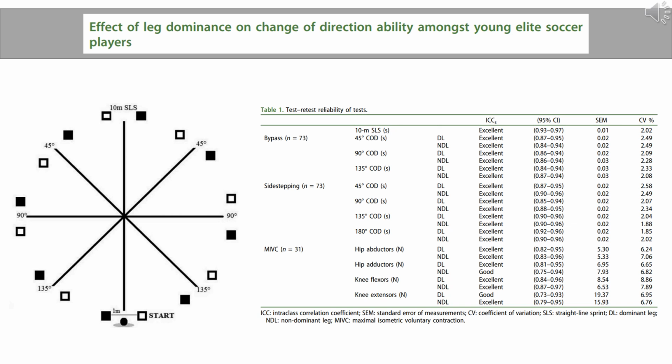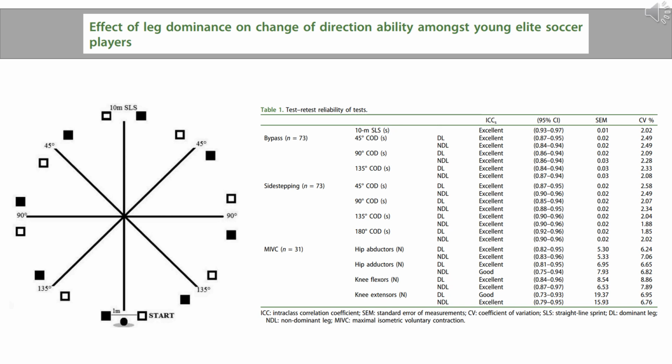And here you can see we've got the reliability of all these different angles, as well as maximal voluntary isometric contraction of the hip abductors, knee flexors and knee extensors. But we're not so much interested in this data at the bottom. We're more interested in the reliability values, our ICCs, for these different change of direction speed angles here. And you can see that our ICC values are all considered excellent. We've got our 95% confidence intervals here.